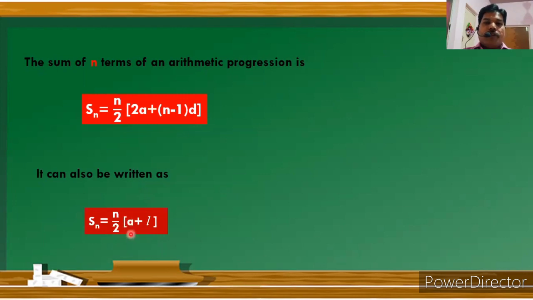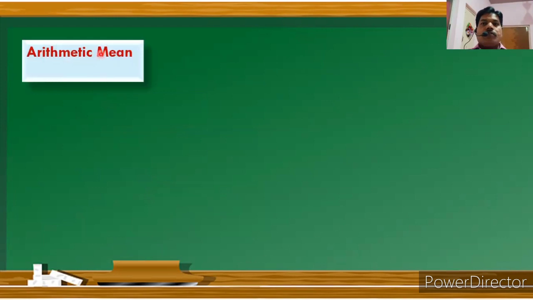N by 2 into first term plus last term. So see that next, arithmetic mean. So what is the meaning of arithmetic mean?